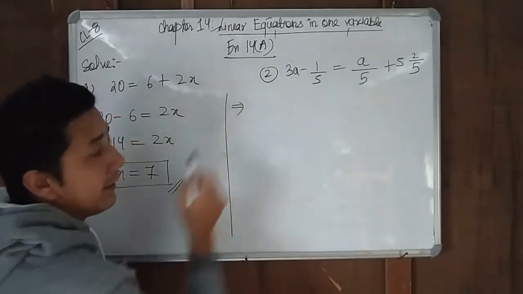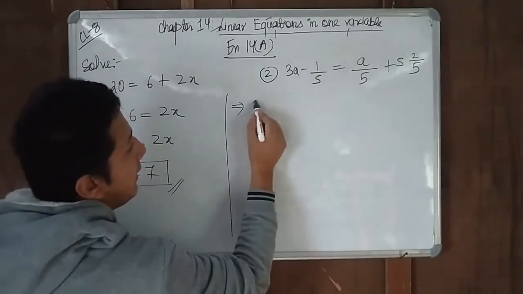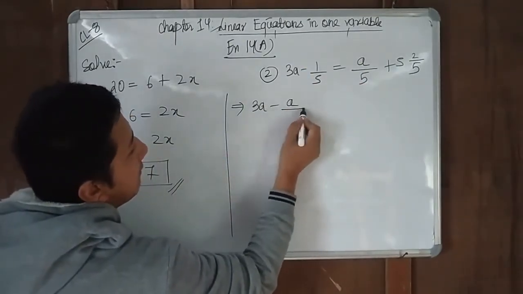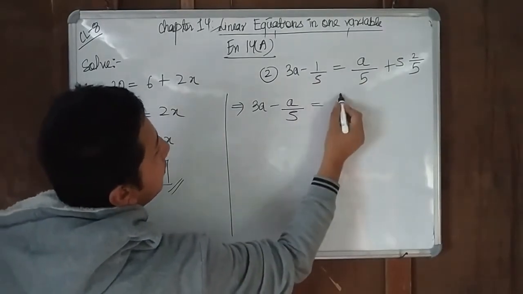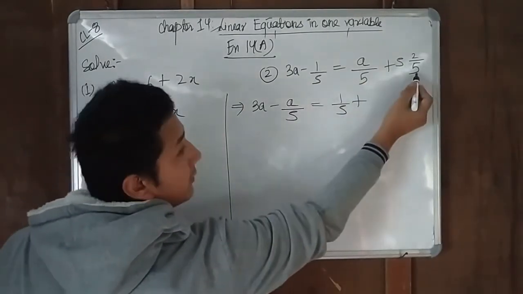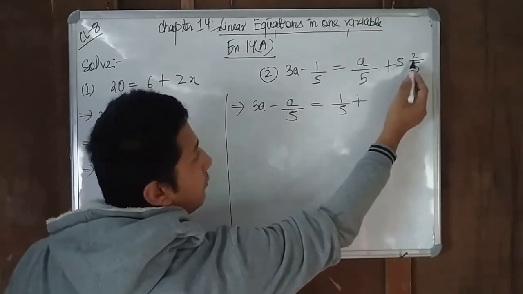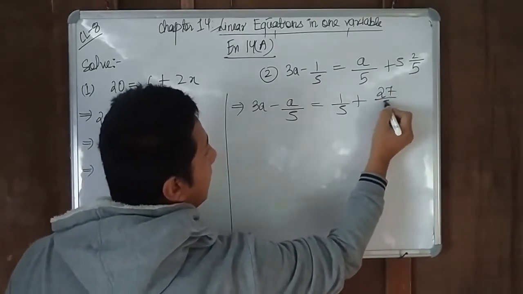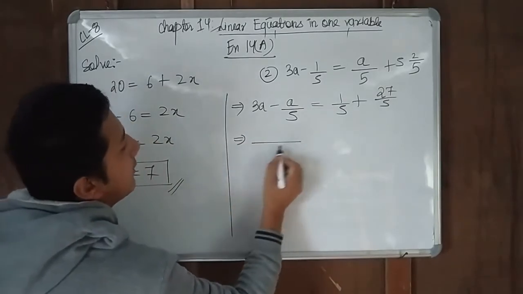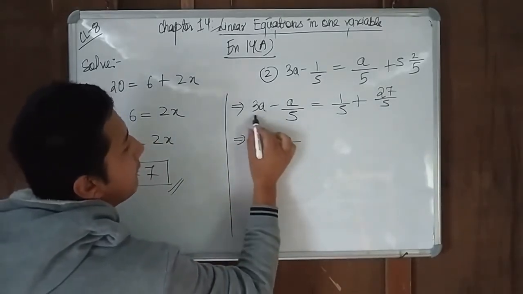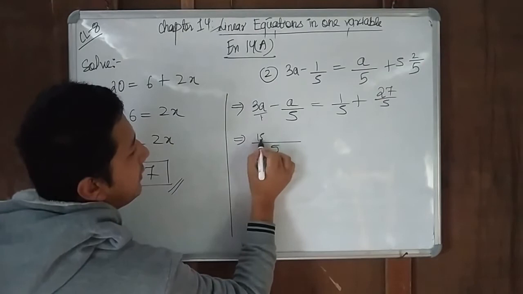So I'm going to keep a together, the numbers together. That is 3a minus a by 5, which will be plus 1 by 5. Convert this mixed fraction into an improper fraction. 5 fives are 25, plus 2, 27 by 5. Right? What is my LCM? LCM is 5. 1 5 is 5, 3 is 15.